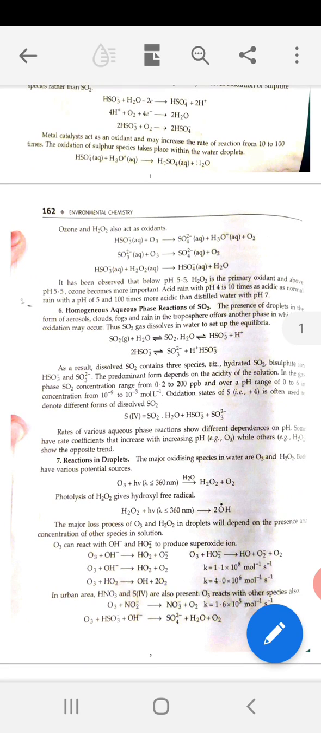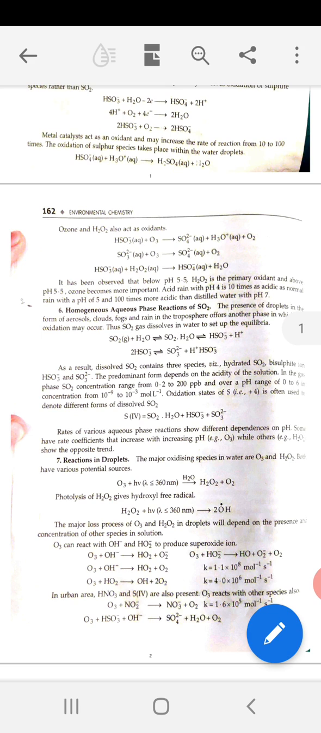Ozone and hydrogen peroxide also act as oxidants. Aqueous HSO3- combines with ozone to form sulfate ion plus hydronium ion, both aqueous, plus oxygen. Aqueous SO3 2- ions combine with oxygen to form aqueous sulfate ions. Aqueous HSO3- combines with aqueous hydrogen peroxide to form aqueous HSO4- and water.